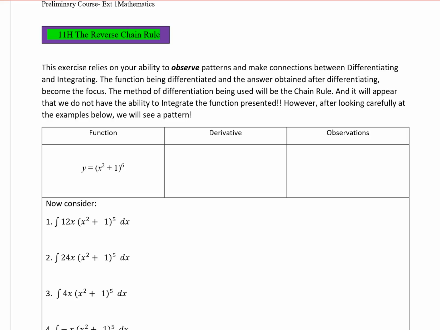In exercise 11H, which is called the reverse chain rule, we need to think about these sorts of questions in terms of the advanced course and the extension course. So if you were asked in the advanced course to find the integral of this first one here, for example, it probably wouldn't be a standalone question.